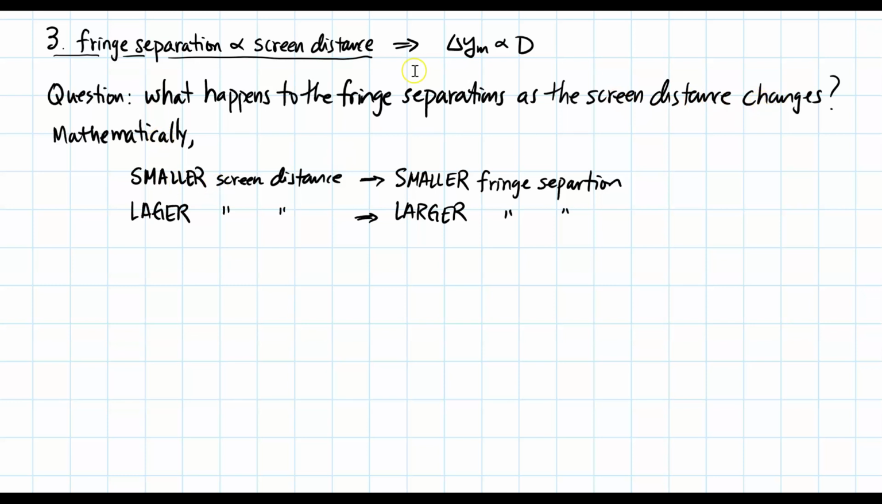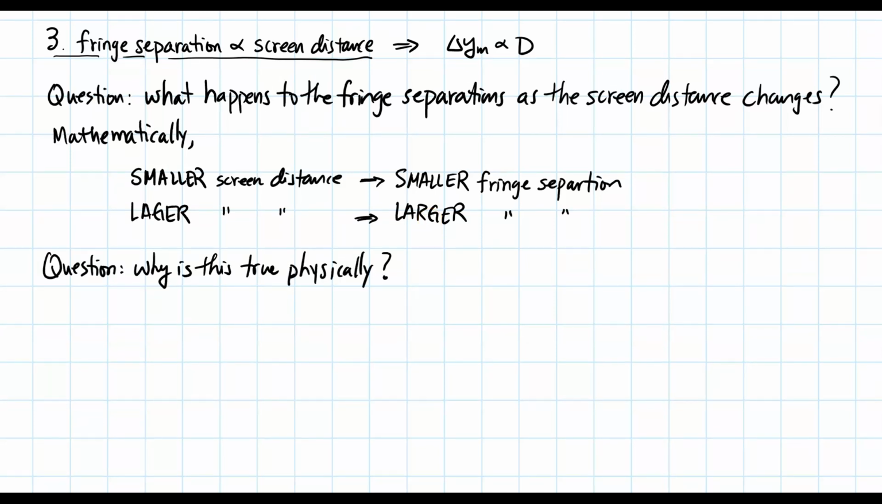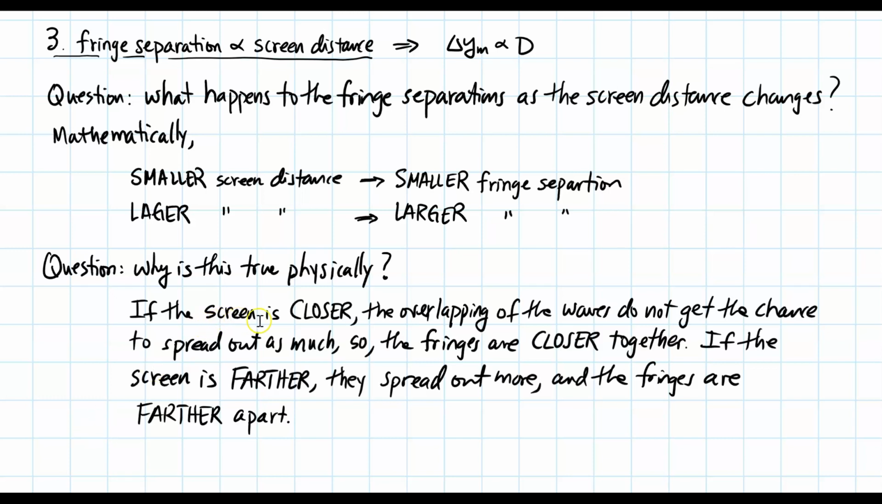Well, mathematically, if they're directly proportional, if I have a smaller screen distance, I have to have smaller fringe separations. If the screen distance is larger or farther away, then I'm going to get bigger fringe separations. Question: why is this true physically? If the screen distance is closer, the overlapping waves do not get a chance to spread out as much, so the fringes are closer together. If the screen is farther, they spread out more, and therefore the fringes are farther apart.